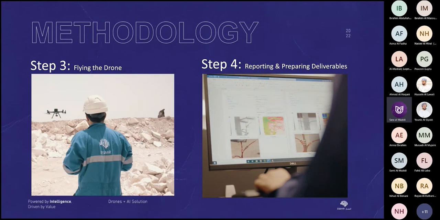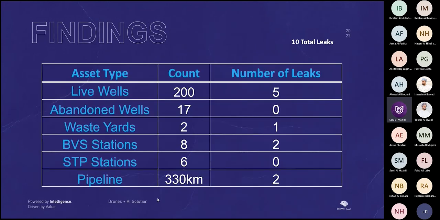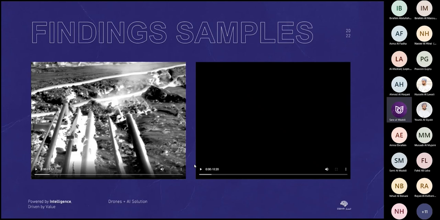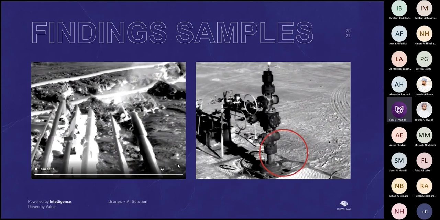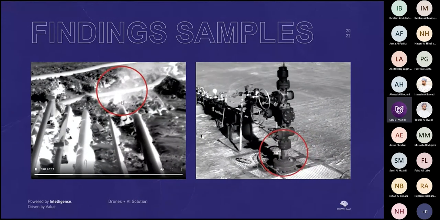In this use case, we have 10 total leaks: 5 on wells, 1 on the waste yard, 2 in the BVS station, and 2 in the pipeline. I'm going to show you some videos of these leaks. As you can see here, the leak.